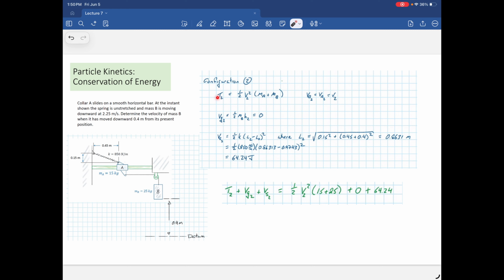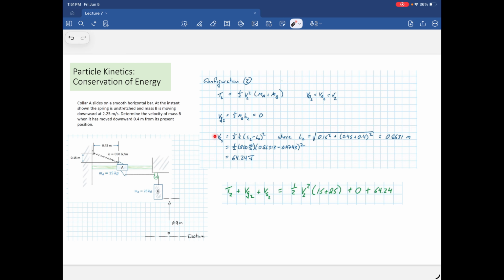So at configuration 2, both masses, mass A and mass B, will be moving at the same velocity, which we will call velocity 2. The gravitational potential energy is going to equal 0 because mass B will have reached its lowest point.